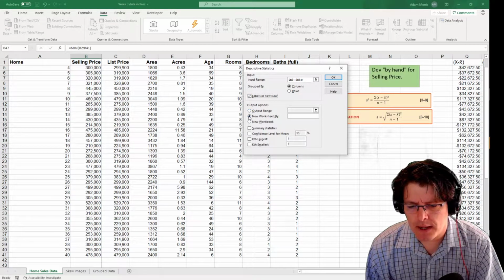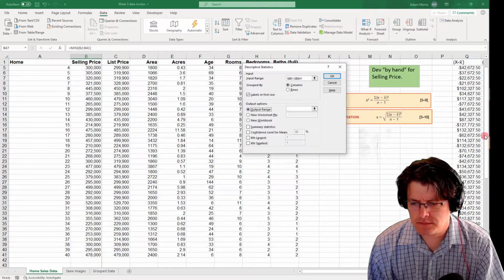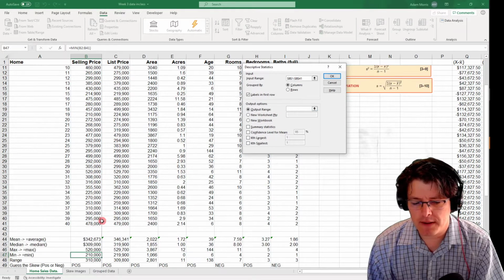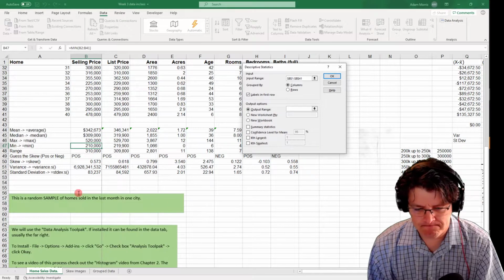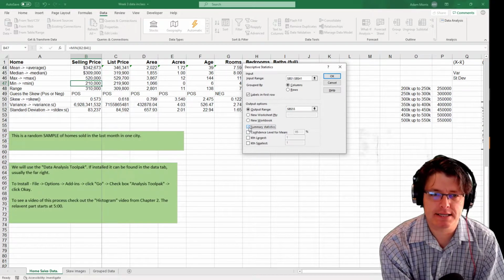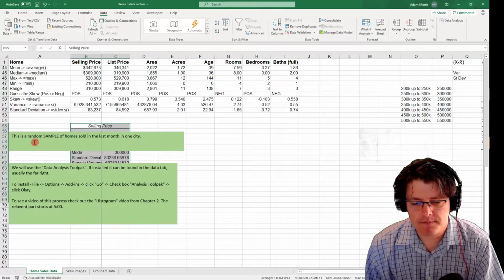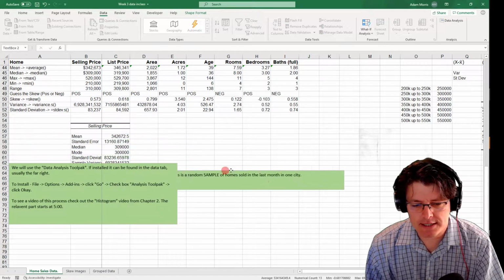And then I could have it put it out in a new worksheet, but actually I'm going to put it here. I'll move those boxes. And I'm going to click Summary Statistics. Okay, and we'll see what it spits out for us. I'm going to need to move these text boxes.